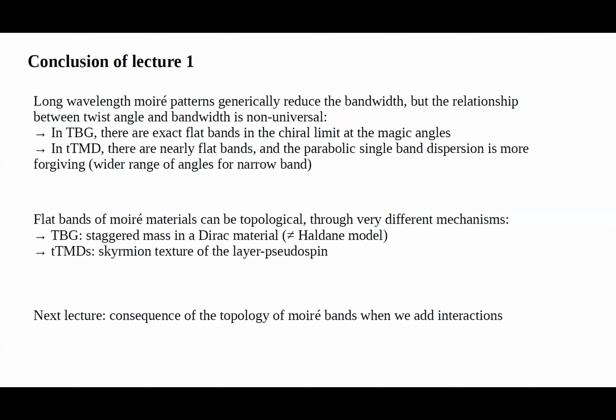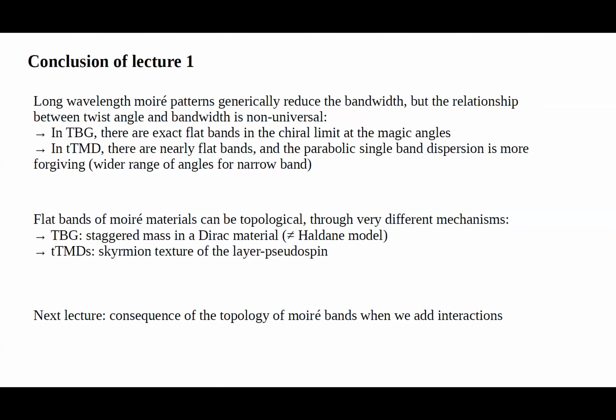And yeah, maybe a point to make about twisted TMDs is that the fact that you're starting from a parabolic band rather than some linearly dispersive band is maybe more forgiving if you want to do a twisted bilayer, because you're starting from something that's already a little bit flat. And so maybe there's a slightly larger range of angles where you can find correlation effects.